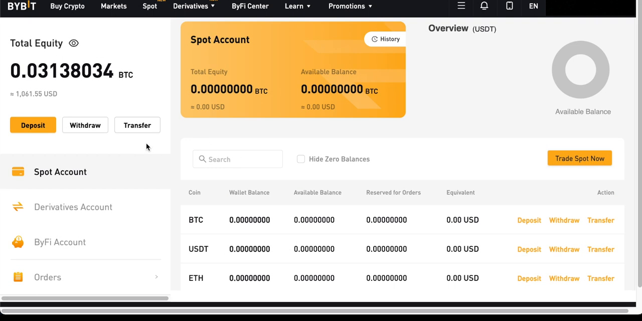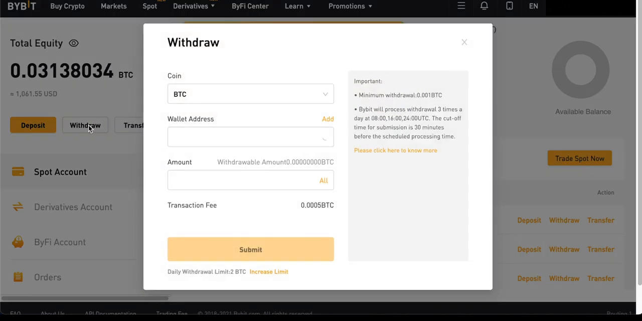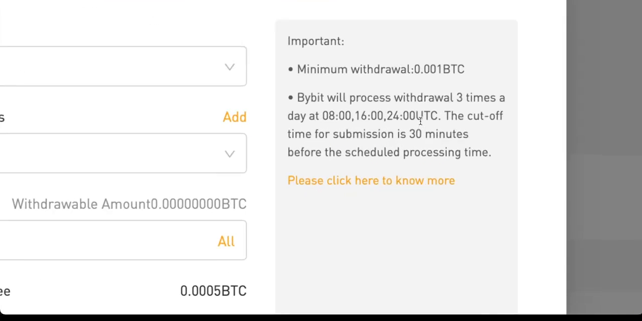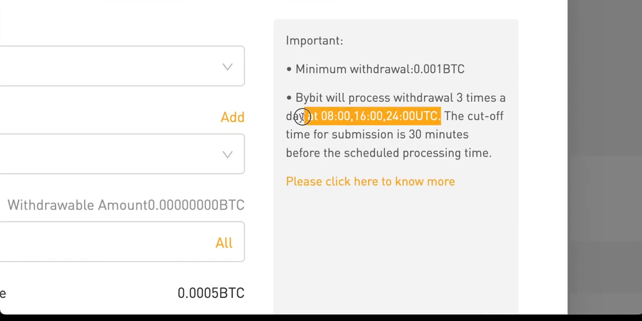If you want to withdraw from Bybit, it's the exact opposite of depositing, of course. So you need to choose the coin that you want to withdraw and then the wallet address of your exchange or your decentralized wallet, whatever it may be. Copy that in here, choose the amount, make sure the blockchain is correct, and then just press submit. And Bybit will process withdrawals 3 times a day at these times, as you can see.